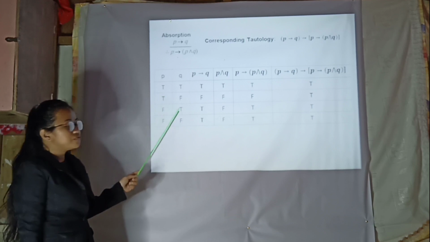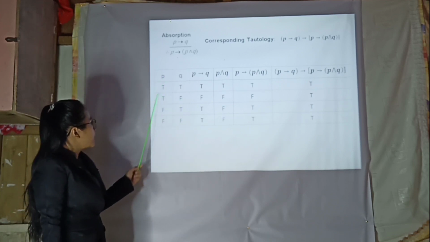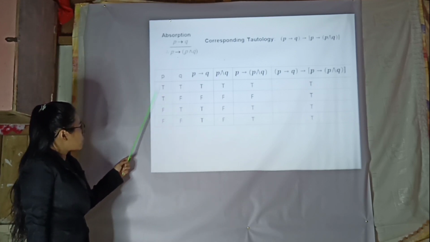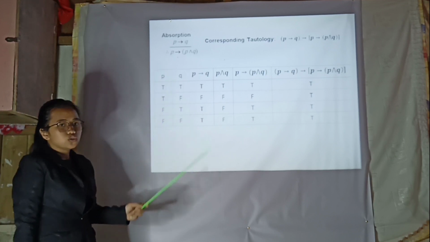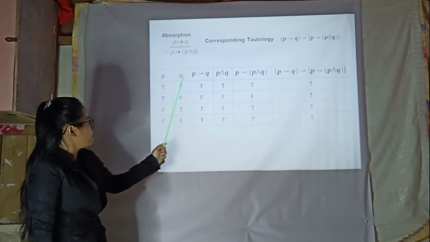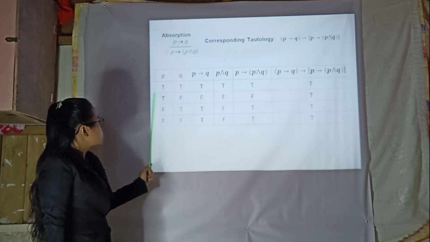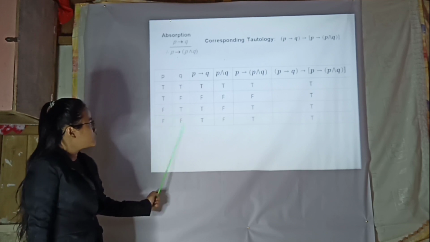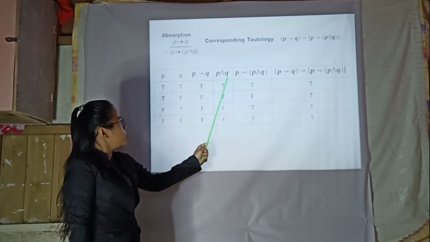So we have two variables. So 2 squared equals 4. So in P, 4 divided by 2 equals 2. So that's why we have 2 true and 2 false. So in Q, 2 divided by 2 equals 1. So true, false, true, false. So if P then Q: true, true, true. True, false, false. False, true, true. False, false, true.